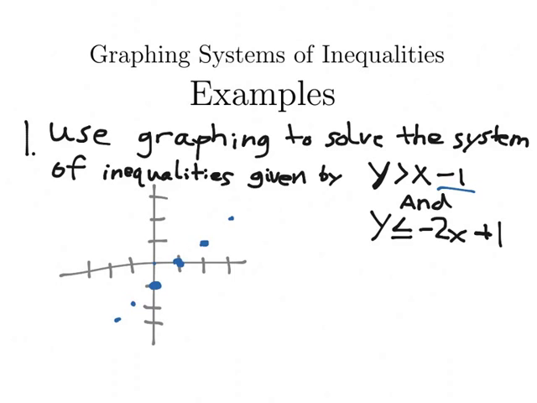The thing is, it's not equal to x minus 1. It's greater than x minus 1. That means I need dashed lines, and it's always above it. So I can shade in whatever is above.